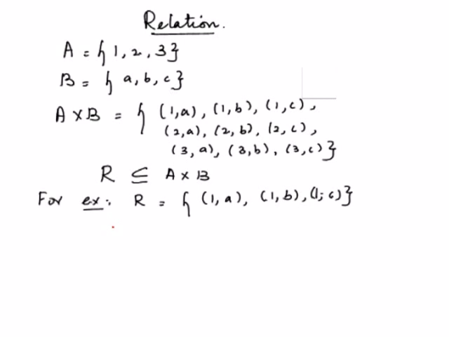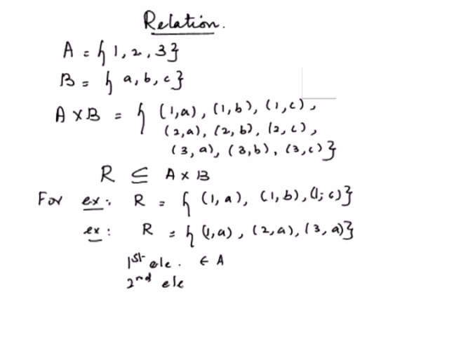Now, you can consider yet another subset R whose second element is a. So, R is equal to (1, a), (2, a) and (3, a). So, this is also an example of a relation. What do we see here? In both the examples, we find that the first element is picked up from A. First element belongs to A and the second element belongs to B.